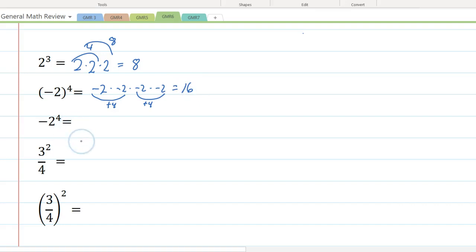The next problem is a little different. The way our book teaches us is that the negative is not included in the 2 to the 4th. Thus it's written negative 2 to the 4th, which is equal to a negative 16. Please see the difference between the two problems so that we don't make mistakes later.